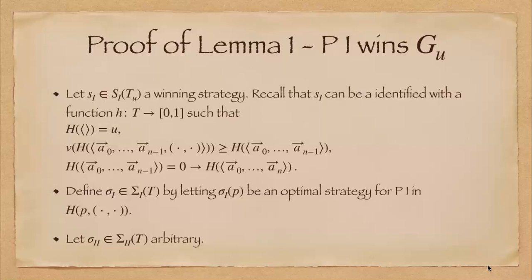So this function corresponds with the strategy of player 1. Now we define sigma 1 in a natural way. Sigma 1 at position P is going to be an optimal strategy in the game that the function h defines at position P. So suppose we're in position P, I look at the function h, and I want player 1 to play an optimal strategy in the game whose payoff is the next value of h. Okay?